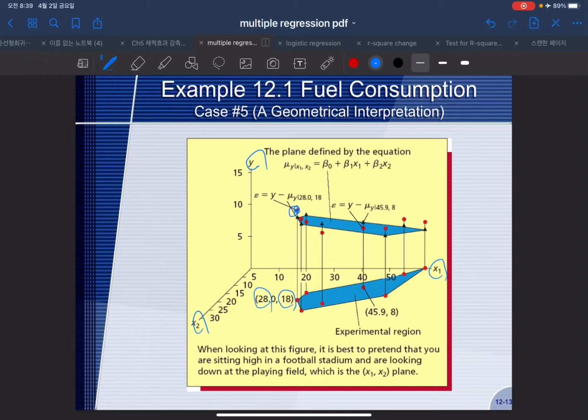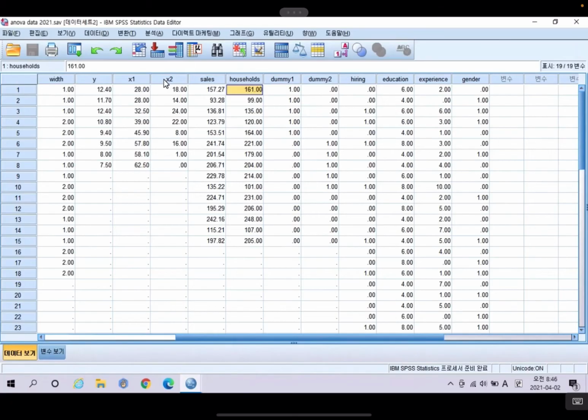Now, instead of going through the complicated computation, we are going to use SPSS to get the computer output, and then we are going to focus on interpreting the results, right? Now let's go to SPSS. So let me show you how to get the computer output for multiple regression, right? So we have here the dependent variable and the independent variables, right? In this case, we have two.